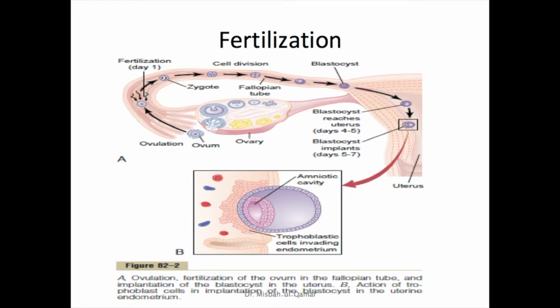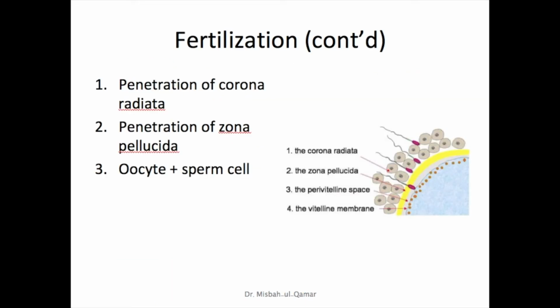For fertilization, sperm must penetrate several layers, and the acrosomal reaction allows the sperm penetration. The first sperm reaching the egg binds to the sperm binding receptors on the oocyte membrane and enters, while the cortical reaction prevents polyspermy. So here are the stages of fertilization. Penetration of corona radiata and zona pellucida, and then the fusion of oocyte and sperm cell membranes.